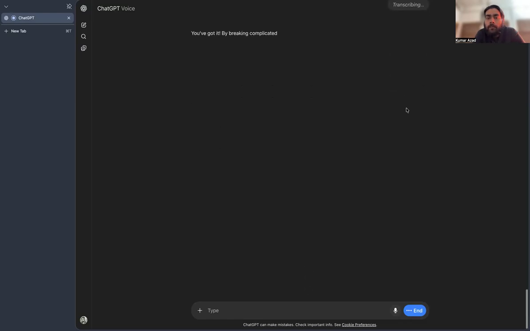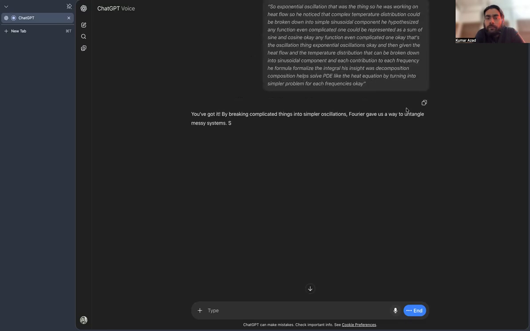You've got it. By breaking complicated things into simpler oscillations, Fourier gave us a way to untangle messy systems. Whether it's heat flow or quantum mechanics, these transforms let us understand systems in terms of their fundamental components. It's all about finding the hidden building blocks.